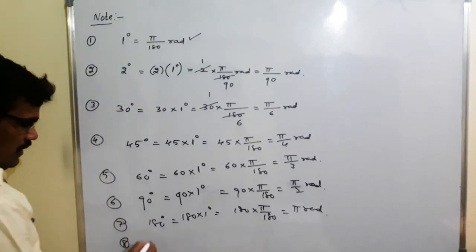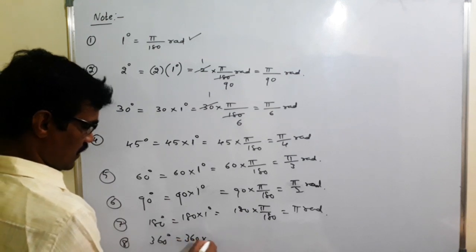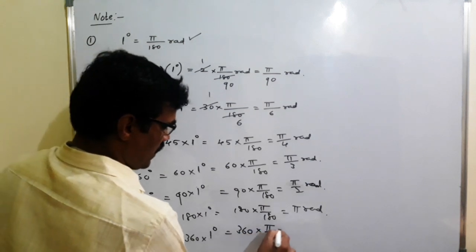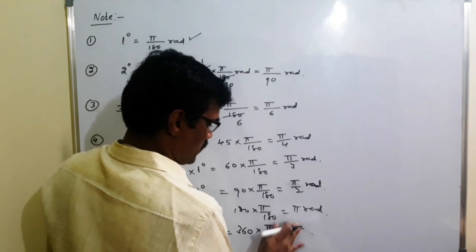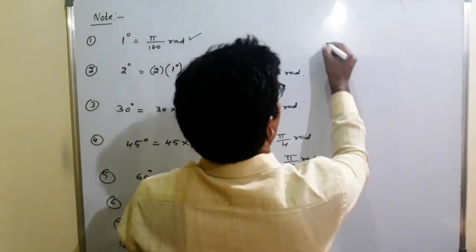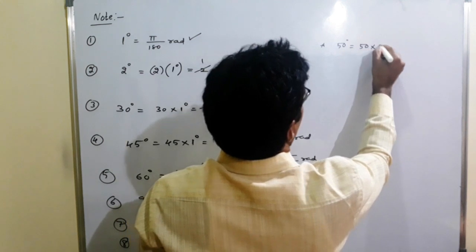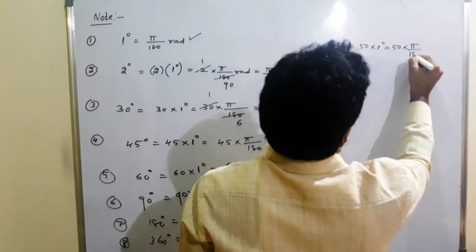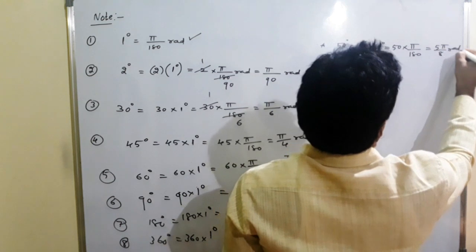Therefore here, next one is 360 degrees. 360 into 1 degree. 360 into, students, pi by 180, which is equal to 2 times pi. That's why 2 pi radian. Here 50 degrees. 50 into 1 degree, pi by 180. 0, 0 cancel, 5 pi by 18 radian.